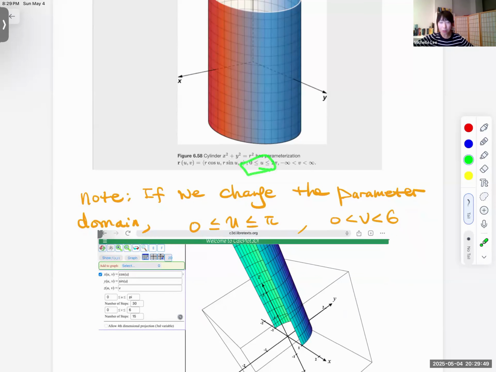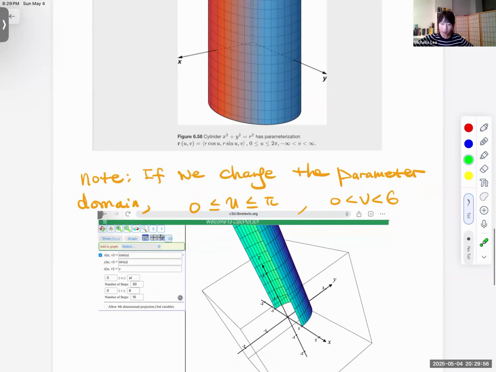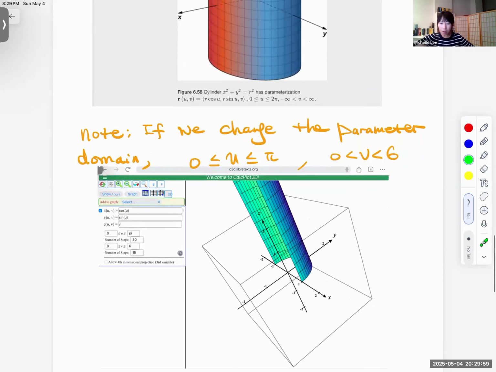And then the parameter domain, u is between 0 and 2 pi, and v is all real numbers. Now, if we change the parameter domain so that u is between 0 and pi, we cut it in half, right? And v is between 0 and 6, then I drew this one from the Calc3D website. So that is a half cylinder, right?